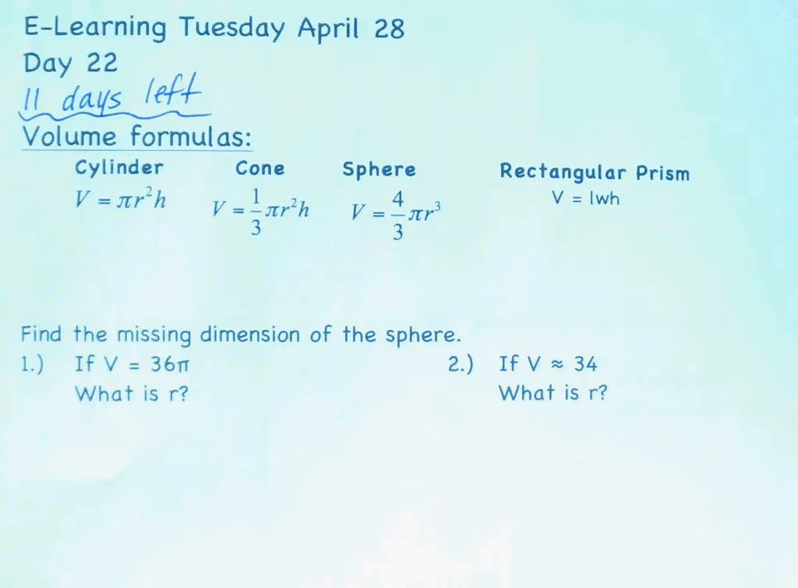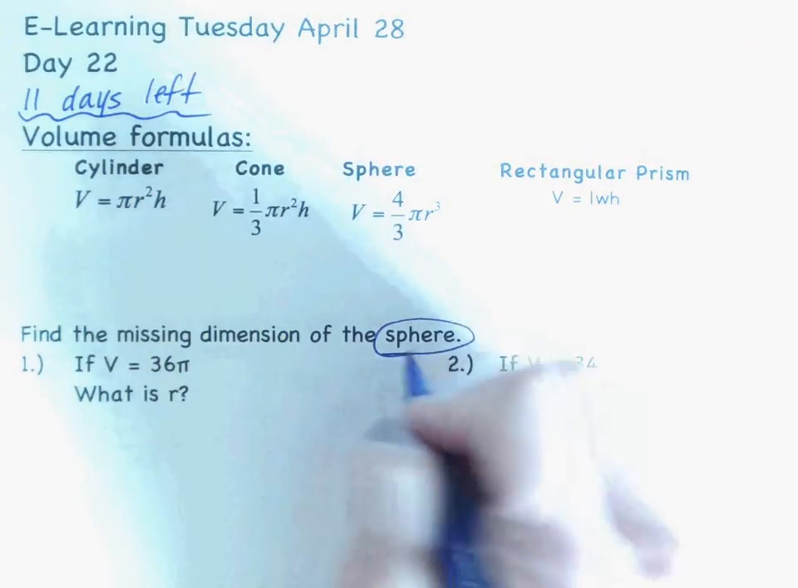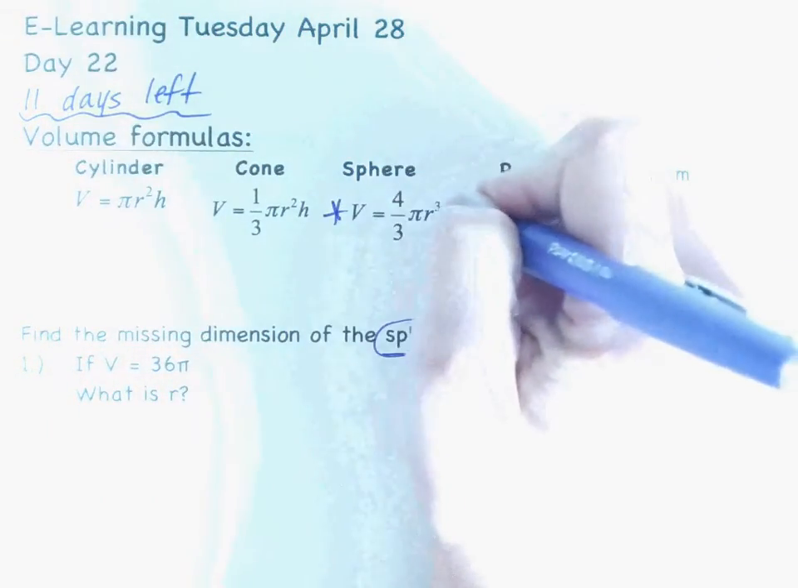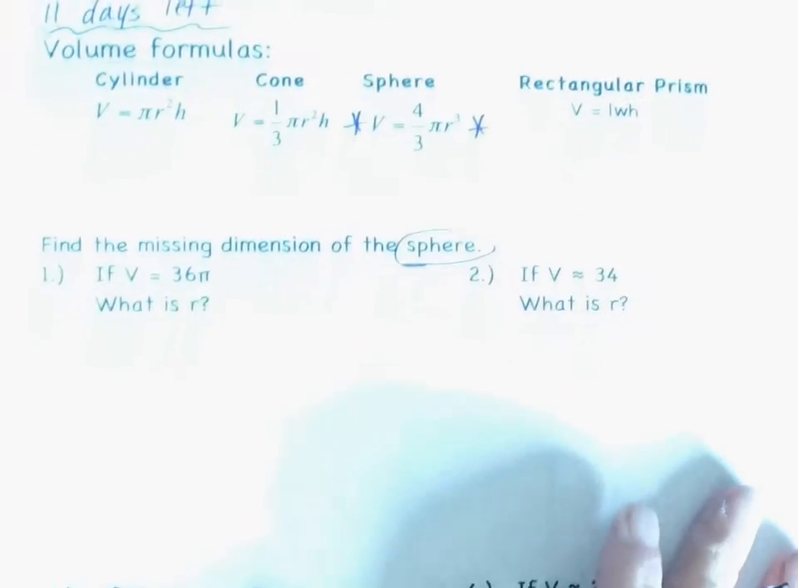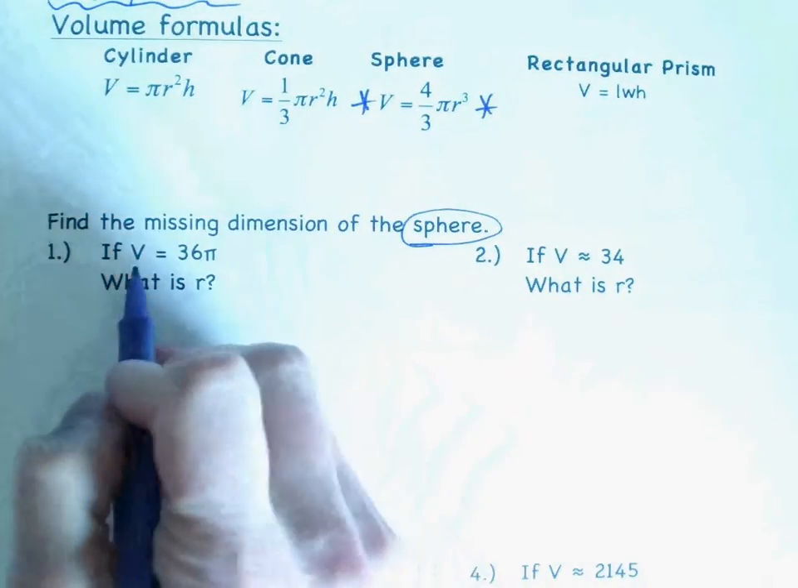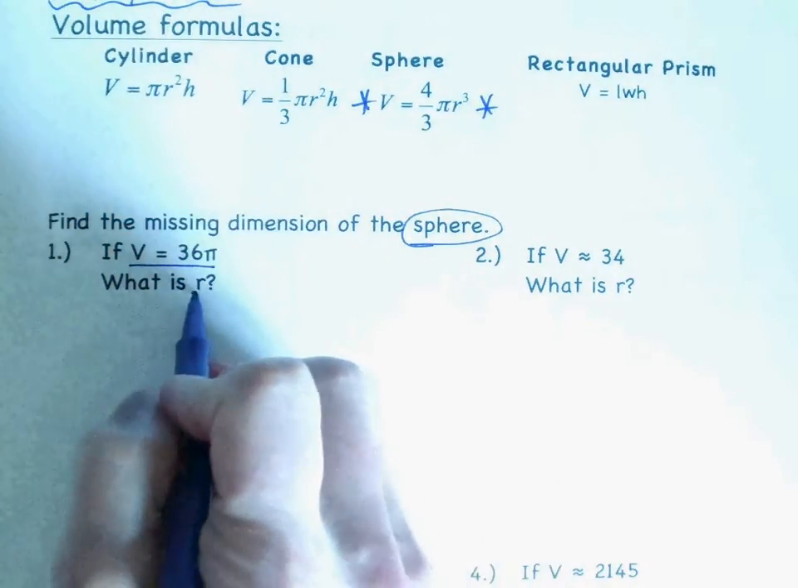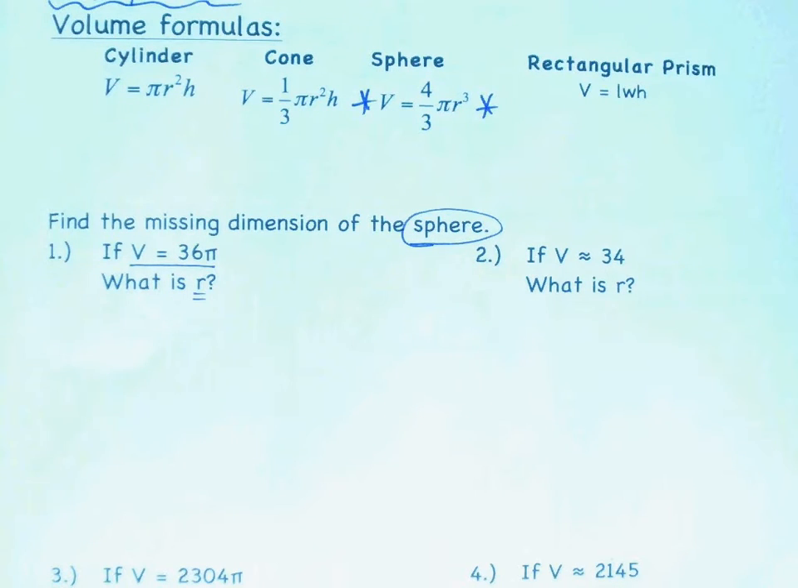The last one that we haven't really spent too much time on is the sphere. So we're going to find a missing dimension of the sphere. So that's the formula that we'll work with. So sphere. I will be giving you the volume, and I'm asking, what is the radius? So we're, again, working backwards to find that missing radius.